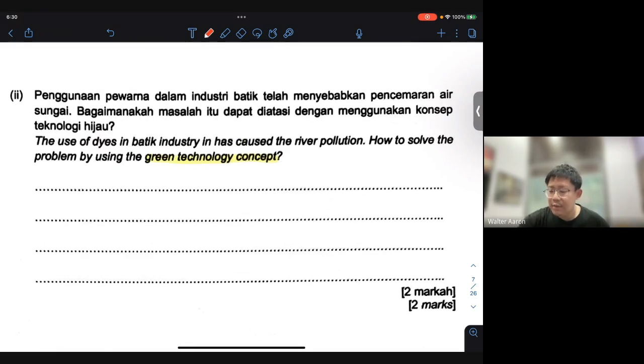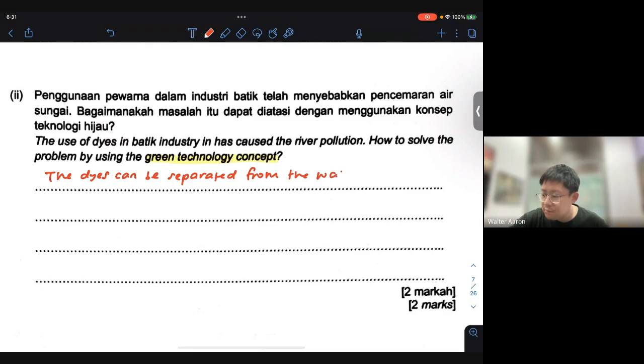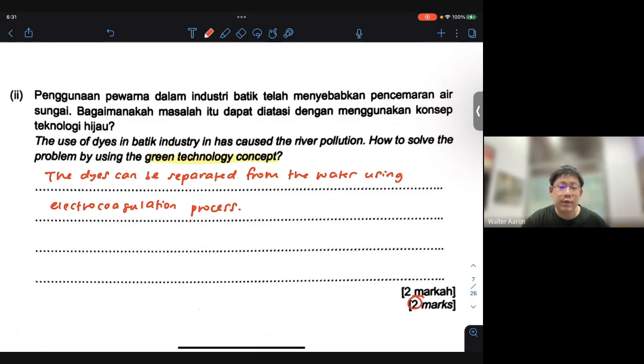So you can say here, the dyes, okay, the dyes can be separated from the water using electrocoagulation process. Okay, once it's coagulated, you can just filter them off.